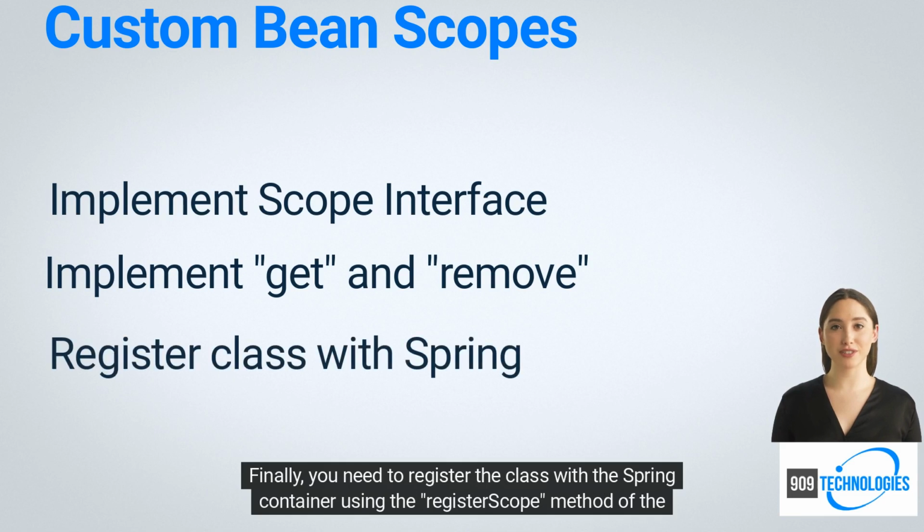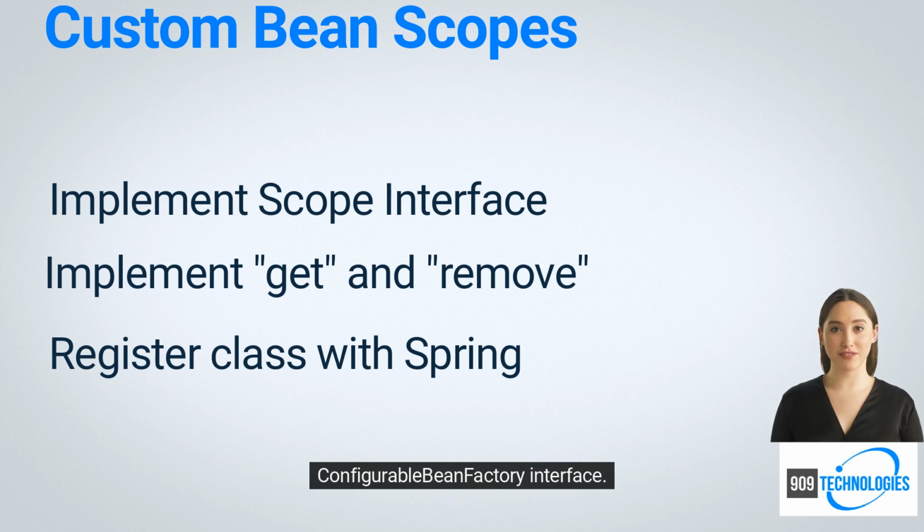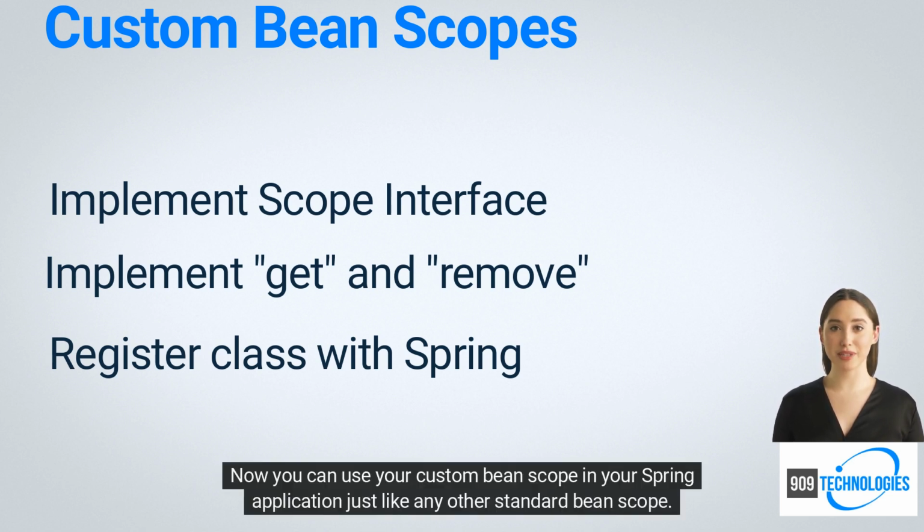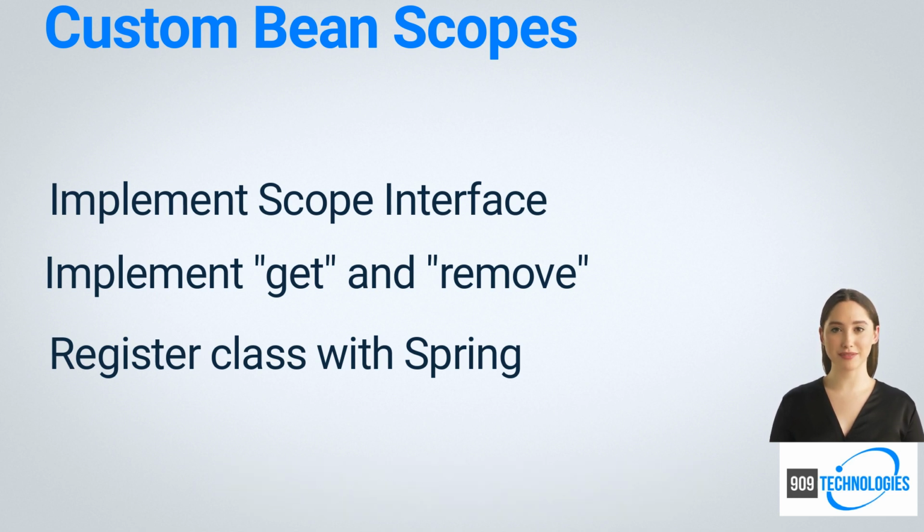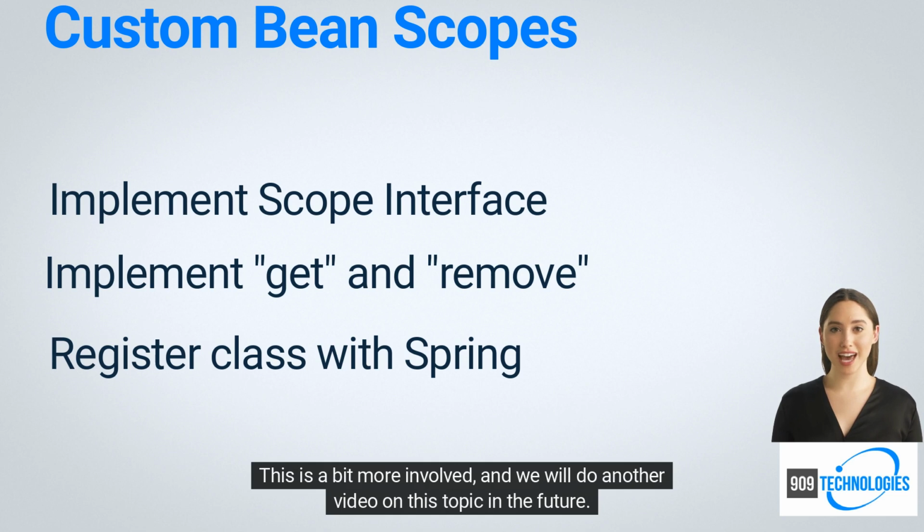Finally, you need to register the class with the Spring container using the registerScope method of the ConfigurableBeanFactory interface. Now you can use your custom bean scope in your Spring application just like any other standard bean scope. This is a bit more involved, and we will do another video on this topic in the future.